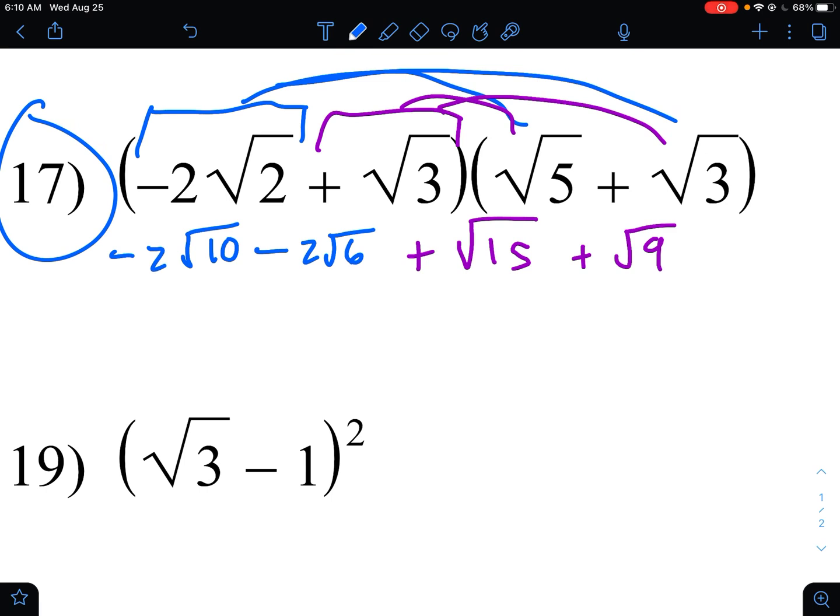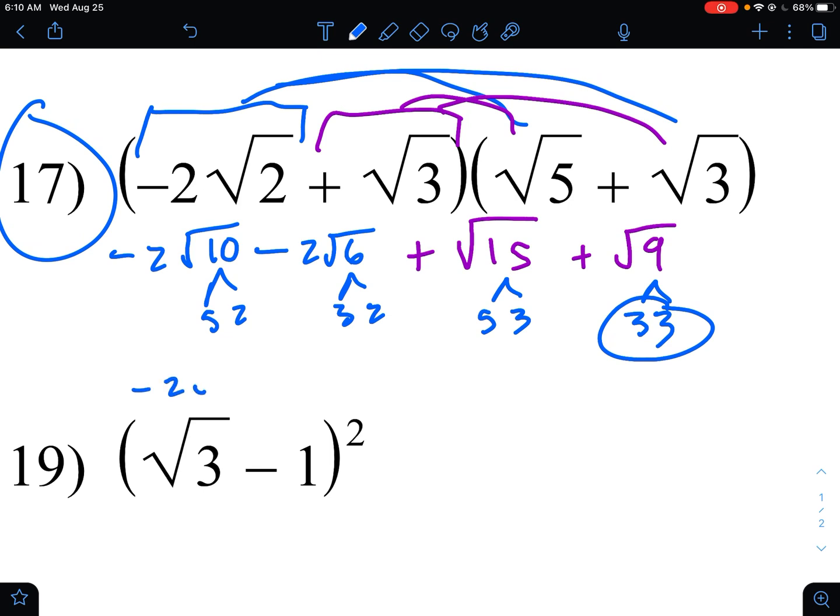And we're going to see if we can simplify any of these radicals. 10 is just 5 and 2, so that doesn't. 6 is 3 and 2. That's a bad-looking 2. So that doesn't. 15 is 5 and 3, so that doesn't. 9 is 3 and 3. Hey, that does make a pair, and so that does simplify there. So all the way across, it's just negative 2 root 10 still, minus 2 root 6 still, plus root 15 still, and then we got 3.